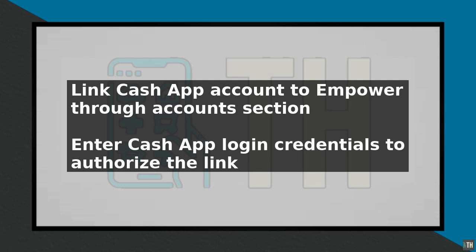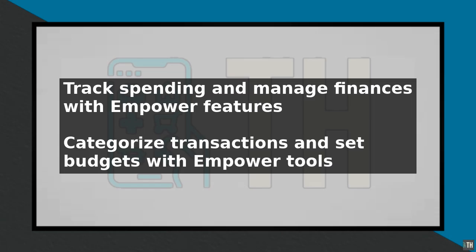To get the most out of Empower, make sure to regularly review your account activity and update your budget as needed. You can also use Empower to track your credit score and receive alerts when there are changes to your credit report. Empower also offers a feature called Automated Savings, which allows you to set aside a portion of your income into a savings account. This feature is useful for building an emergency fund or saving for a specific goal.